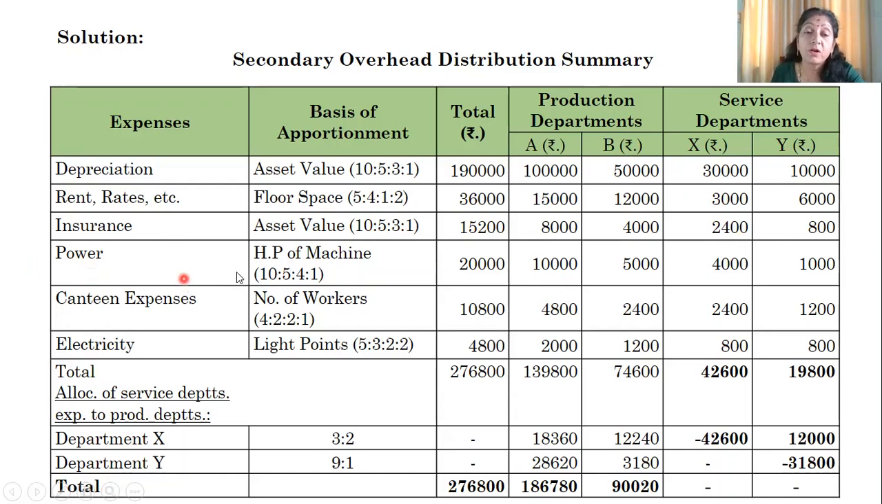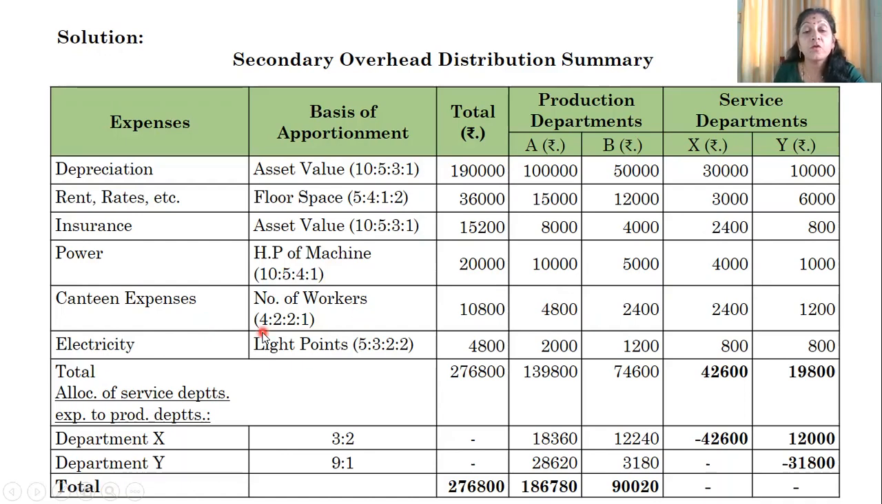Power. Power on the basis of horsepower of machine, 10:5:4:1. The total given in the problem is 20,000. Apportioning by these ratios, department A 10,000, B 5,000, X 4,000 and Y 1,000.